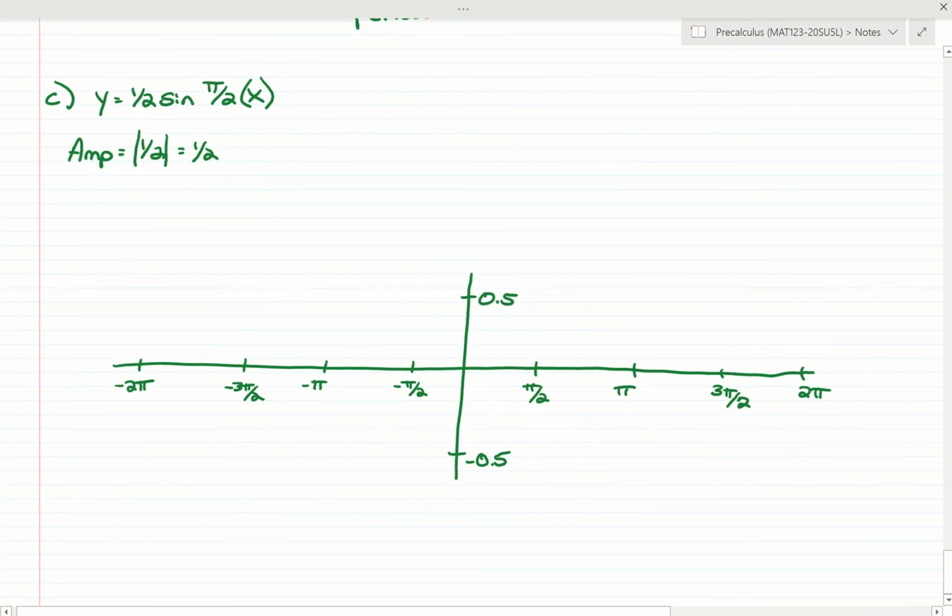Now let's go to our period. The way we figure out our period is we take the normal period of sine and divide it by k. Now k is the number in front of x. So what is 2 pi divided by pi over 2? Or 2 pi times 2 over pi. Pi's cancel. It looks like this repeats every 4 radians.